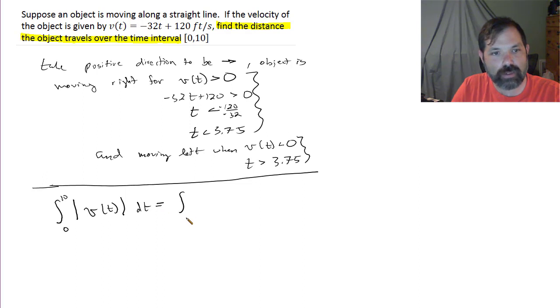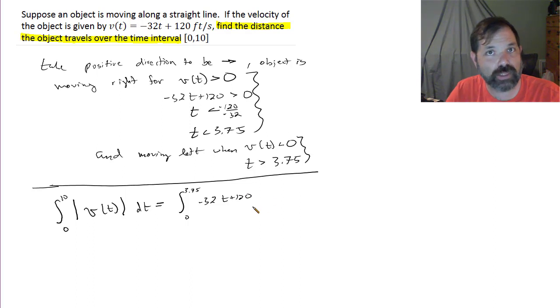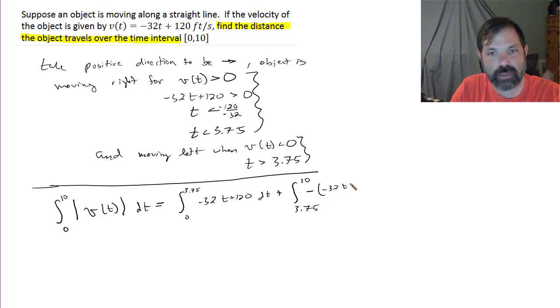So I'm going to integrate from 0 to 3.75 the negative 32t plus 120 dt, because that's where the velocity is positive. But now, if we think about how absolute values work, it would take any negative values and turn them positive. So now, plus the integral from 3.75 to 10, and I would now have the opposite of the negative 32t plus 120 dt.